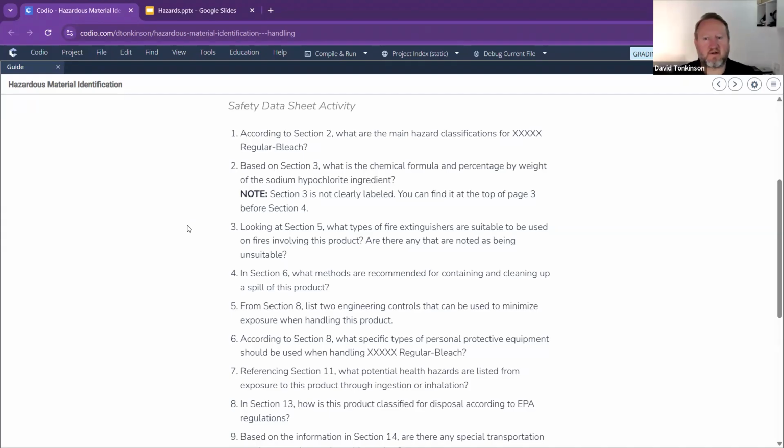So we're going to have a volunteer from the crowd. Who wants to answer question number 1? According to section 2, what are the main hazard classifications for XX regular bleach? Feel free just to put it into live chat. We'll go with the first one, and then you can just confirm that it is. We'll do fastest fingers on this one.